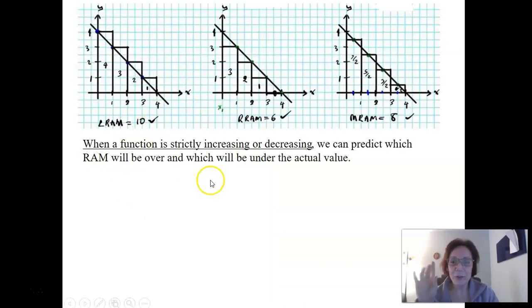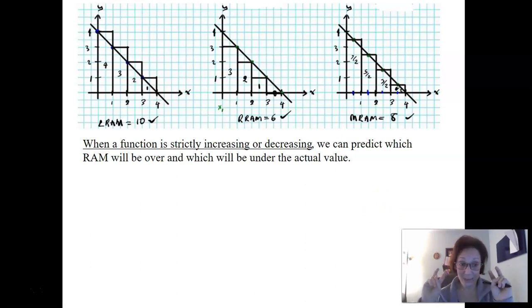Okay, if you have a function that is strictly increasing or decreasing, then you will be able to determine which RAM is going to be too big, which RAM is going to be too small. And then you'll know that MRAM is going to be in the middle, right? It's going to be what? Baby bear, right? So for example, up here, look, this is a decreasing function. Okay? So if you line up on the left of a decreasing function, notice this, on every interval, your left is the higher endpoint.